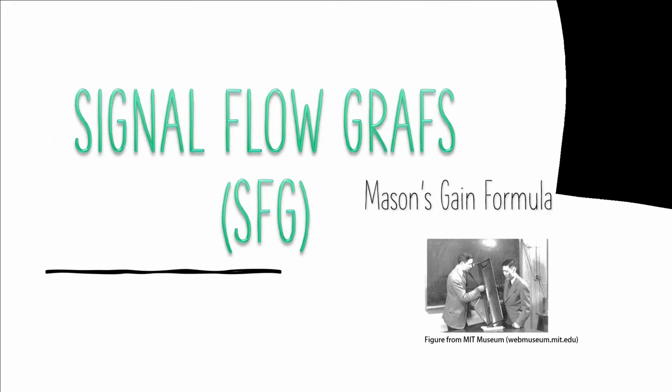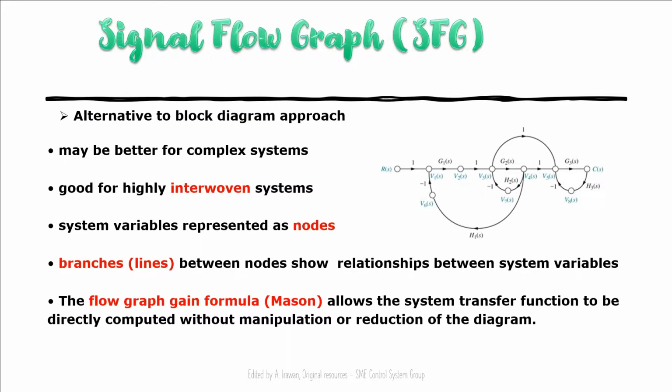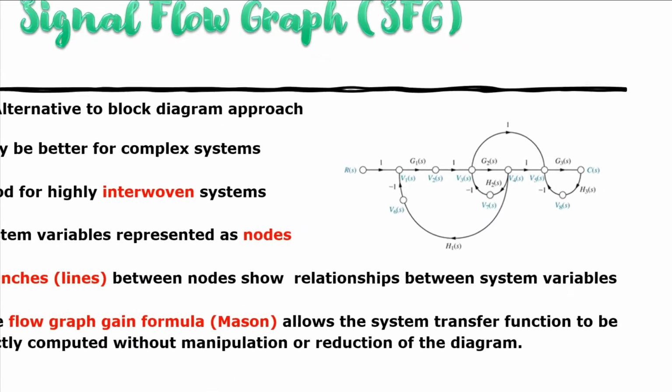So we continue with the SFG, an alternative to the simplification of the diagram of control systems. This method is suitable for complex structures which have highly interwoven systems and a lot of variables. These systems allow users to represent the variables in terms of nodes, like this. They can have branches.